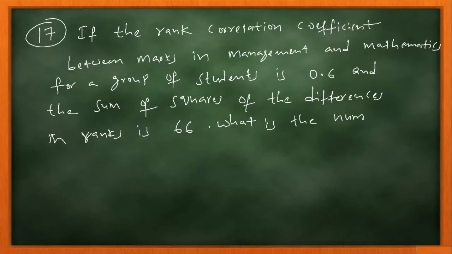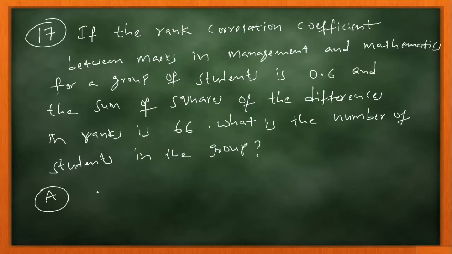What is the number of students in the group? You have to find the number of students in the group. Your options are A) 10, B) 9, C) 8, and D) 11. This is your 17th question related to rank correlation coefficient.